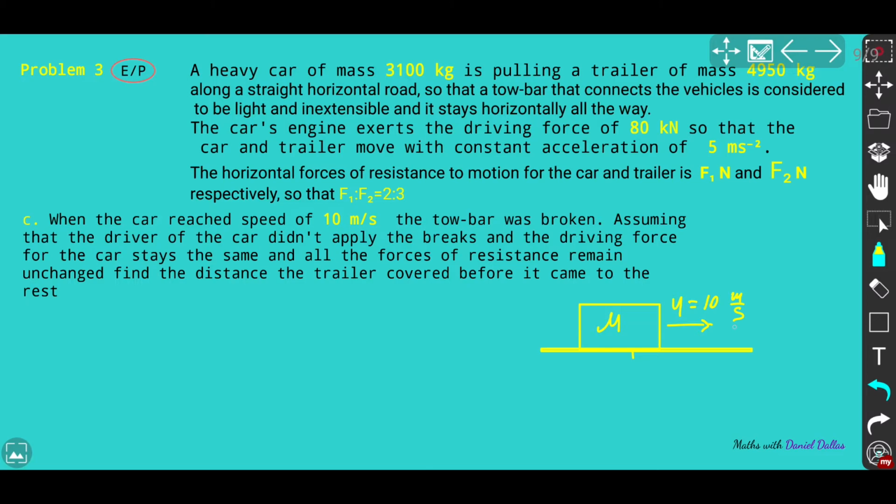So now we understand that because all forces of resistance remain unchanged, it's still under the influence of the force of resistance. In our case, it's going to be F2. So we've calculated F2 as 23,850 newtons right now. And that's it. There are no other forces. There is no driving force. It's the only force that acts on it.